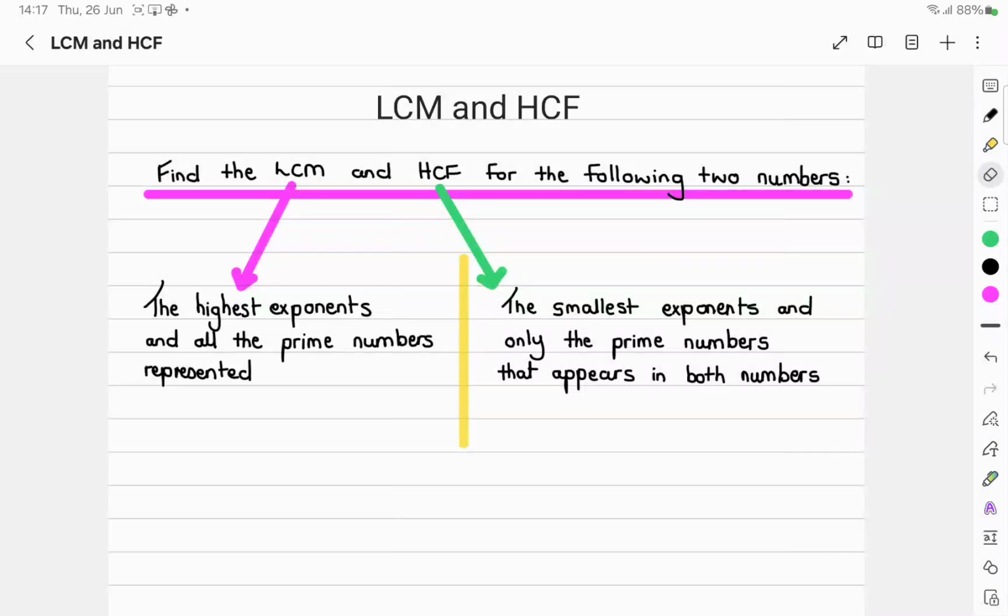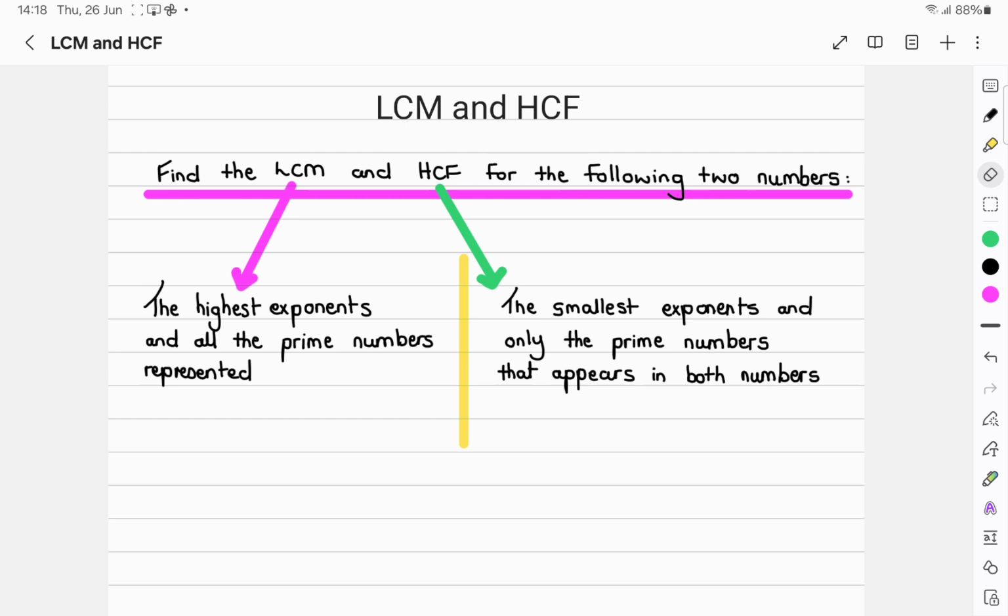Grade 7s or grade 8s and sometimes grade 9, we are still doing the lowest common multiple and the highest common factor. So if you still don't have this down, then let me quickly explain it to you once and for all so that you will never ever struggle with this again. Okay, so whenever you have to find the lowest common multiple and the highest common factor, these are the two things that you need to remember.